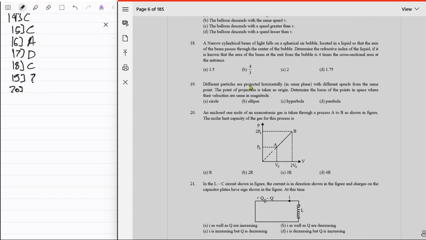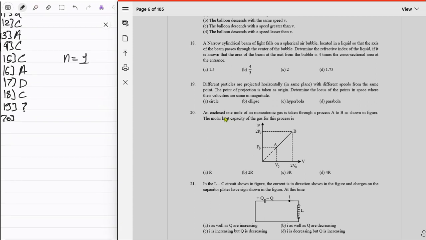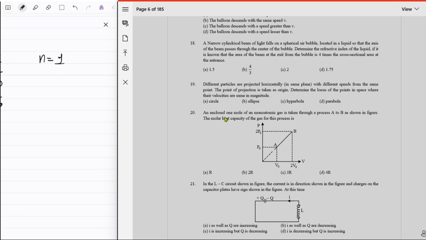An enclosed 1 mole of a monatomic gas is taken through a process A to B as shown in the figure. Okay, A to B, right. 1 mole, n equal to 1, enclosed monatomic gas. So monatomic gas is like, तुम्हारा जो degrees of freedom है, just equal to 3 basically. Okay, CV क्या है, 3/2 R.